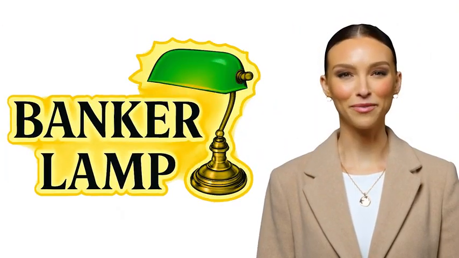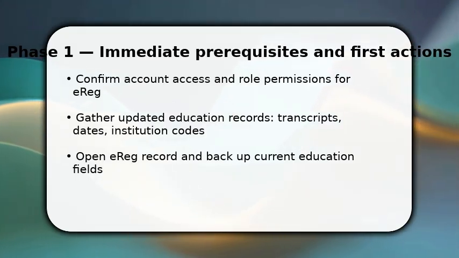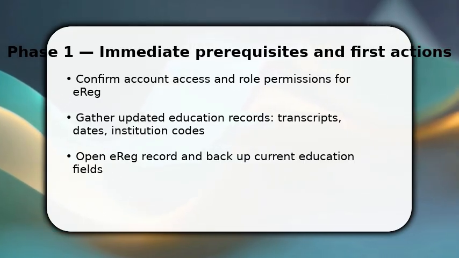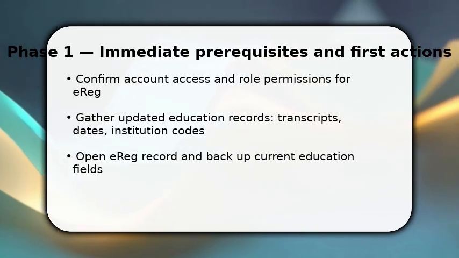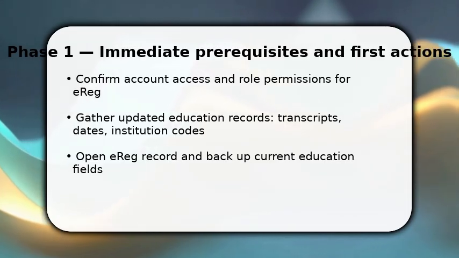You begin by confirming you have the proper account and role permissions. This prevents later rework. Once confirmed, gather the updated education records, transcripts, enrollment dates, and institution codes so you can enter accurate values. Open the EREG profile and make a quick backup of current education fields before editing. This preserves data if you need to revert.